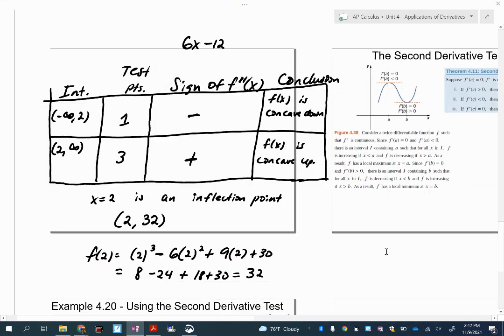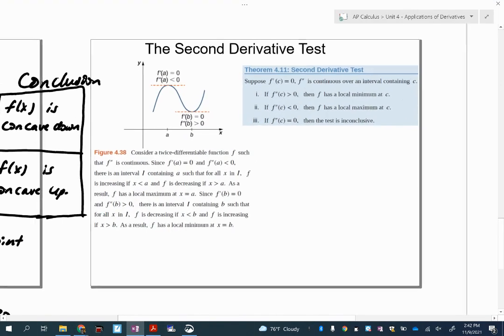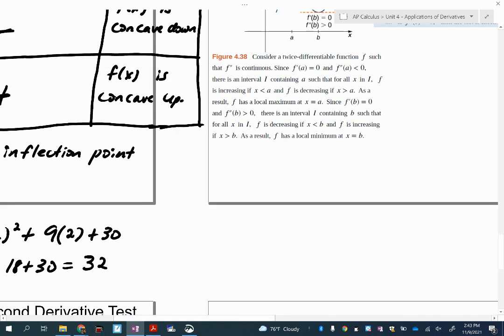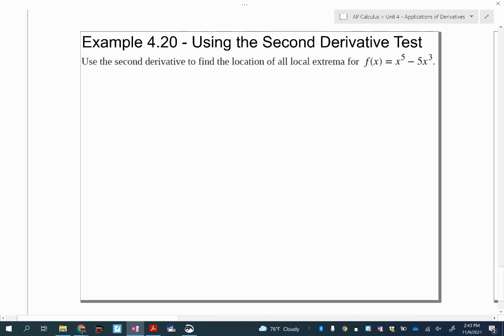Okay, let's move to the last thing. The last thing is looking at something called the second derivative test. This is really just what formalizes a lot of the stuff we've been working on. If you find a value that makes the derivative equal to 0, so you have a critical point, look at the sign of your second derivative at that value. If it's less than 0, it's a local maximum. If it's greater than 0, it's a local minimum. If it's equal to 0, the test is inconclusive and you have to do a little more work to figure out what's going on.